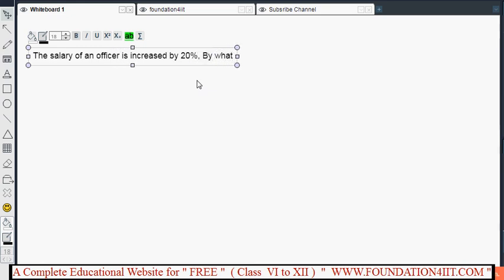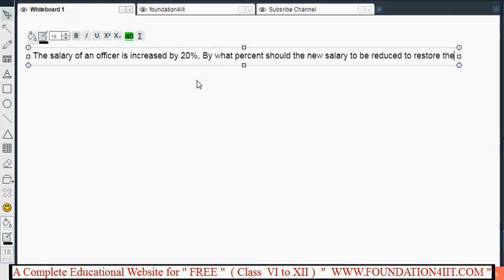By what percent should the new salary be reduced to restore the original?